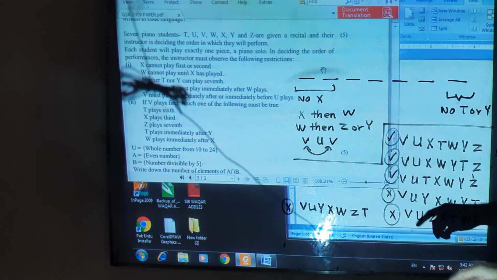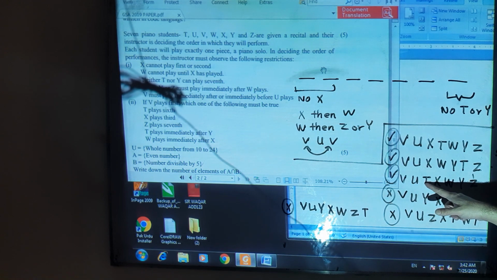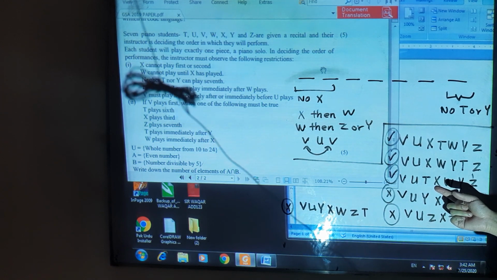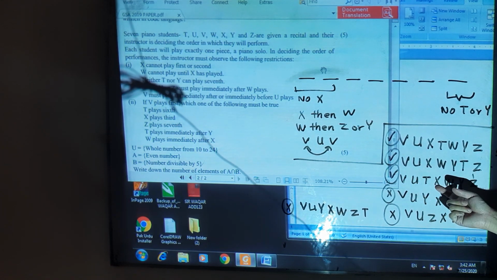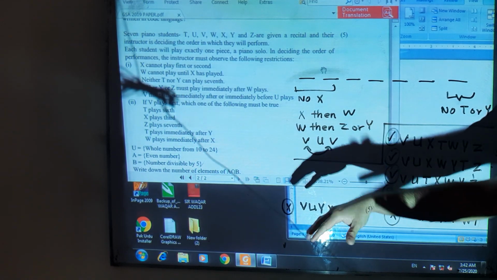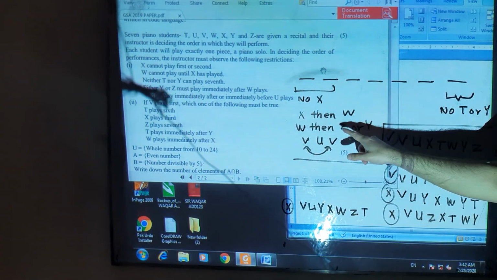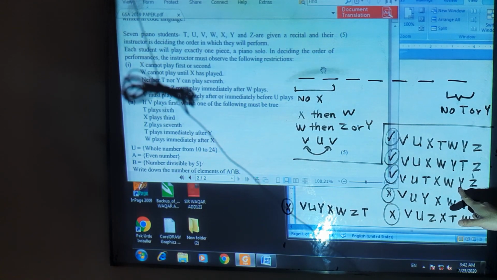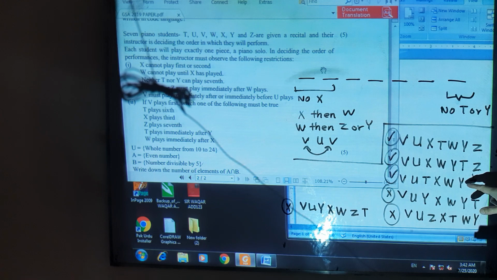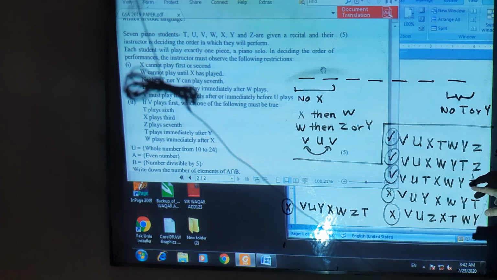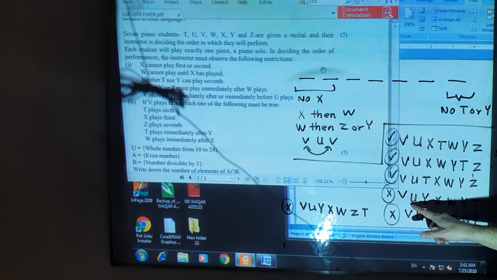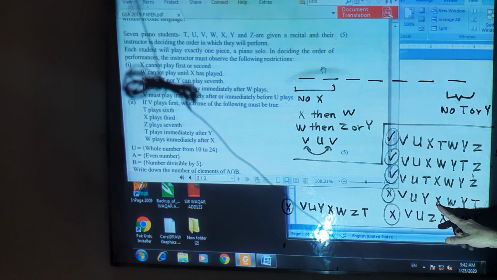What is the third option? V followed by U. If T is at 3rd place, let's suppose, T cannot be at 7th. It can be at 3rd place. Then X. X cannot be at the first 2. It can be at 4th place. No problem. Followed by W, because after X has played, then W's turn will come. W will be followed by Z or Y. Y is here. Why? The reason is that 7th place cannot be occupied by Y. So 7th place is not to be given to Y. Then Z must be here. And the following patterns are incorrect, because V, then U, then Y. Okay. Then X, then W.